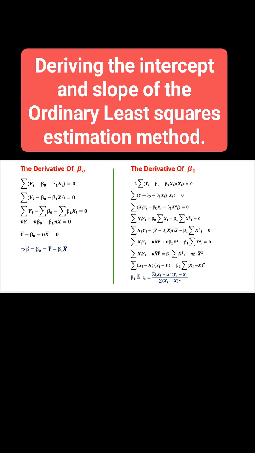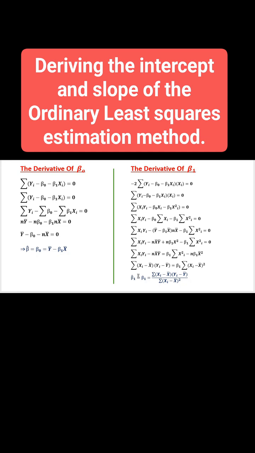So you would solve, and then you would have now your n y bar equaling to n beta 0 plus beta 1 n x bar, which is equal to 0, right? So you would want to make your beta 0 the subject of the formula, and then you would be having beta 0 is equal to y bar minus beta 1 x bar, right? So let's go to the derivative of beta 1.